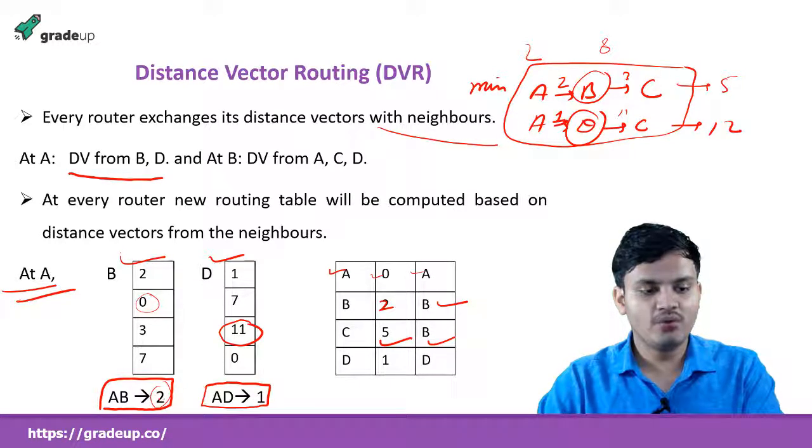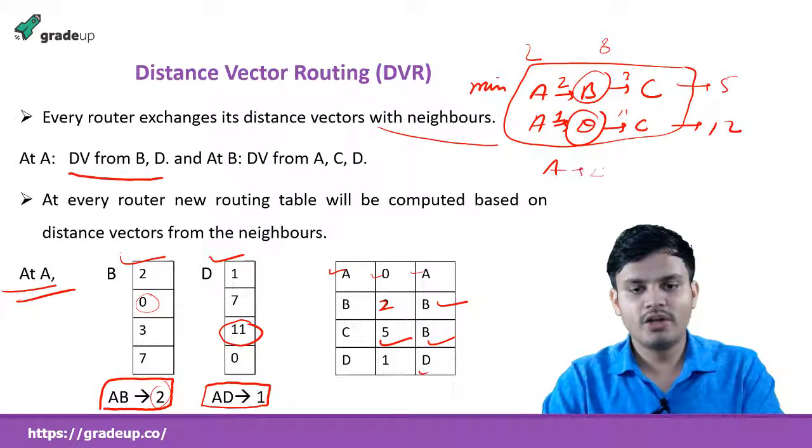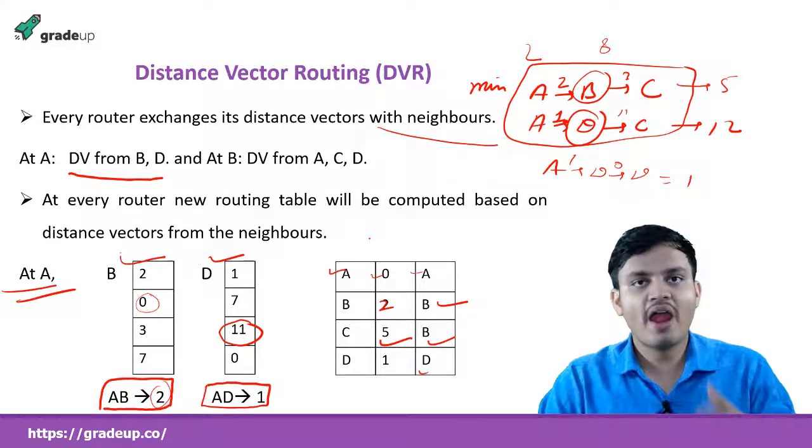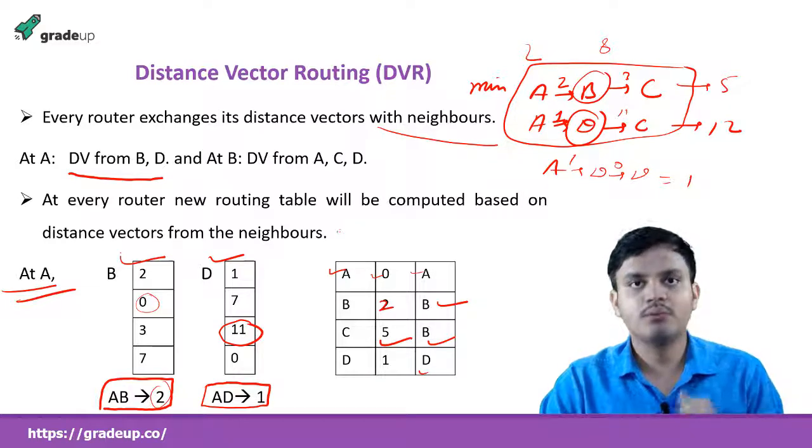Similarly, if you do it for D, 2 plus 7 is 9, and 1 plus 0 is 1. So it is better you go through D. From A to D, this will be A to D and D to D, so 1 plus 0 is 1. So you will reach it. This is going to be done by every node. A will do it, B will do it, C will do it, and D will do it.